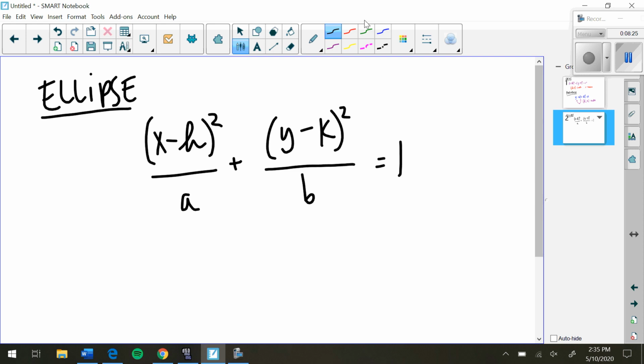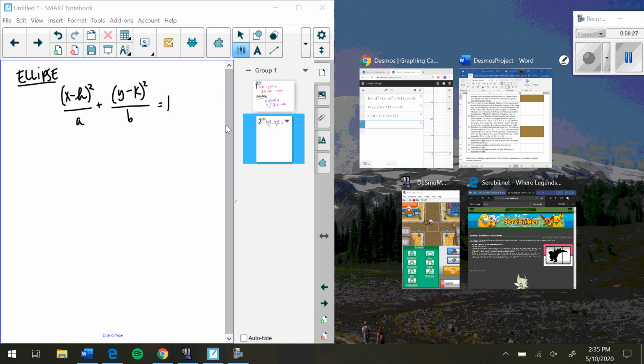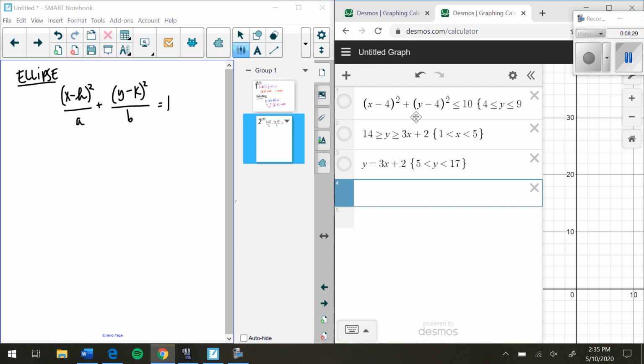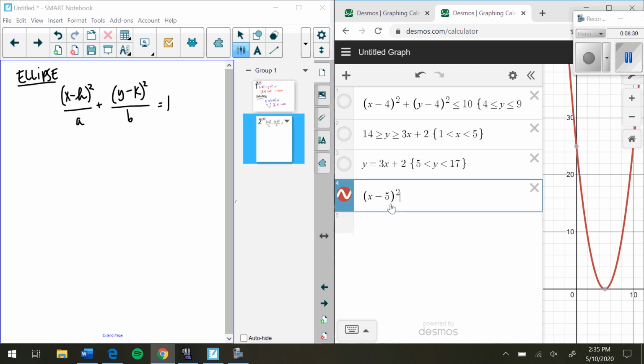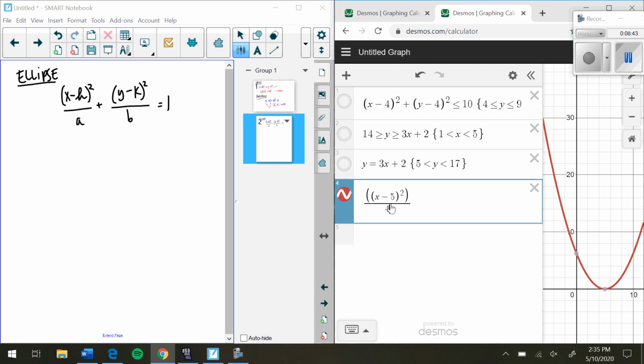So I'm going to take this right now and I'm going to show you a graph. Let's go with Desmos. Okay. So x minus, let's go x minus 5 squared, all over 4, we'll say, plus, I'm actually going to just copy this and make that a y.